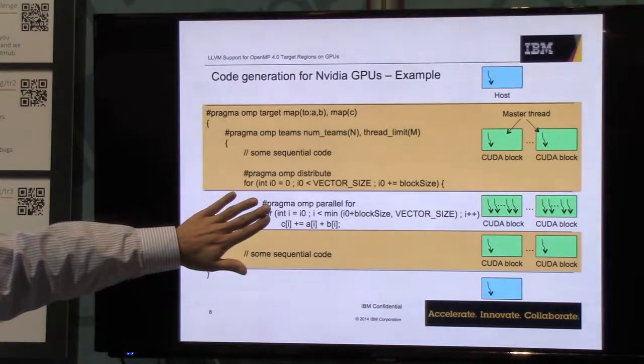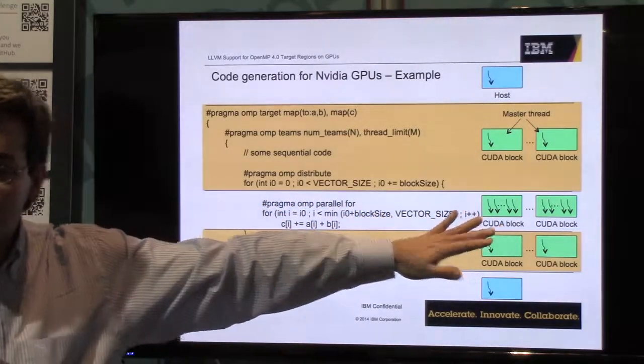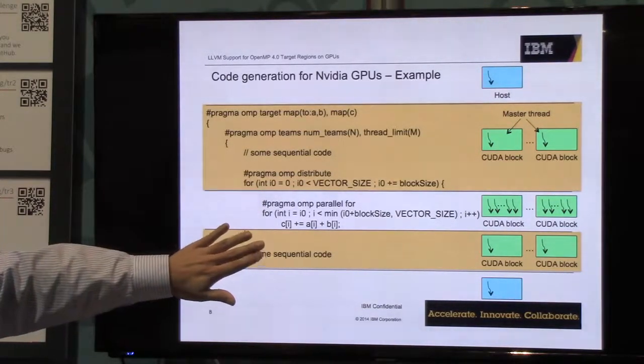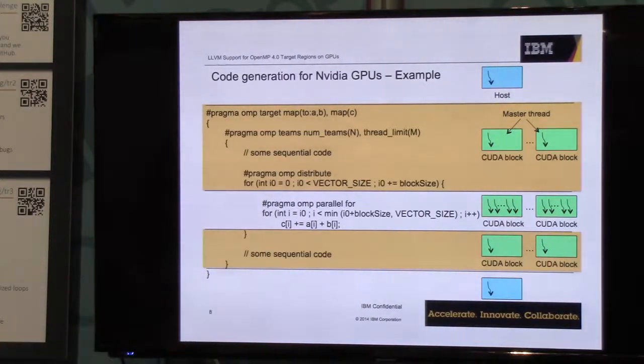Only when I reach this point am I able to take full advantage of the massive amount of threads I have in my architecture. Then after the parallel for, again, I have my sequential code, and at the end, I return to the host.